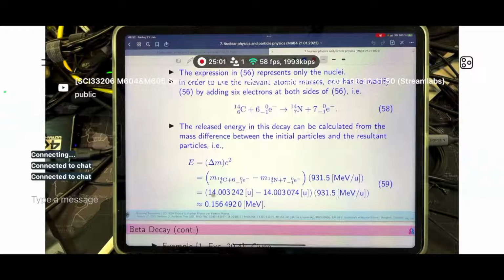We multiply the mass difference, or the mass loss, by 931, which is the value of c squared in mega electron volt per atomic mass unit. We have the mass difference already in atomic mass units, so it's convenient. The units cancel each other, so the outcome is expressed in mega electron volt easily. It's 0.15 for one process of the carbon to nitrogen conversion.